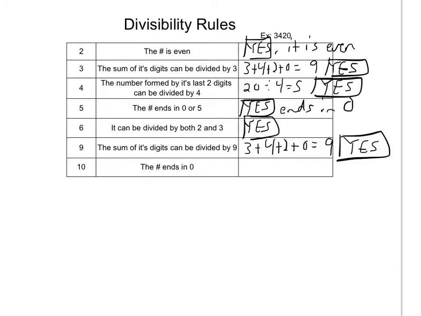And the last one, 10. This is the easiest one. If the number ends in 0, it's divisible by 10. So this answer is yes again, because it ends in 0.